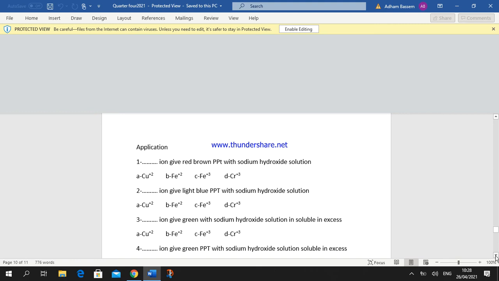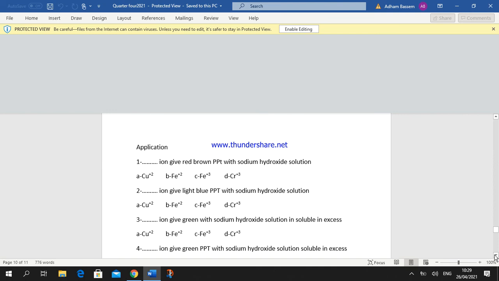So, the application. Let's answer and solve these questions. Number 1, ion gave red-brown precipitate with the sodium hydroxide solution. We choose C, ferric ion. The answer will be C. Number 2, ion gave light blue precipitate with the sodium hydroxide solution. 2A, copper ion. Number 3, ion gave green precipitate with the sodium hydroxide solution, insoluble in excess. Ferrous, so the answer will be 3B.